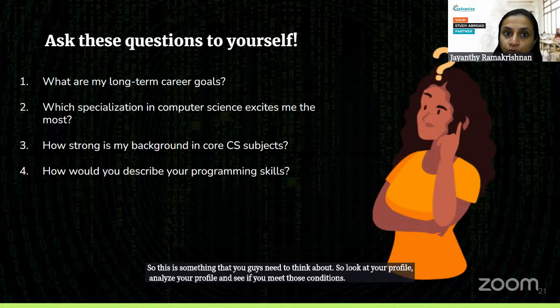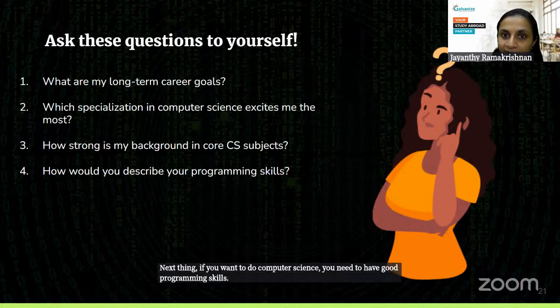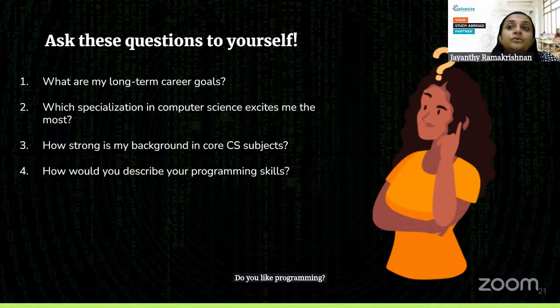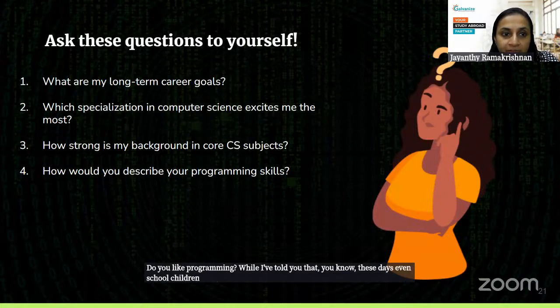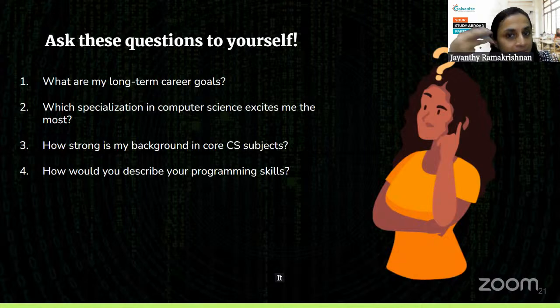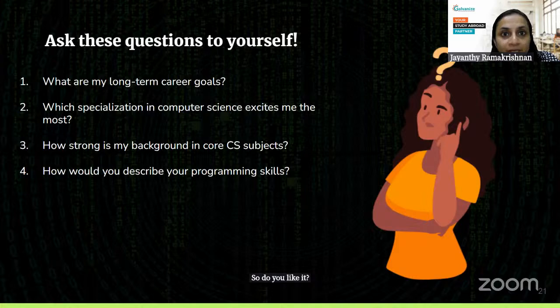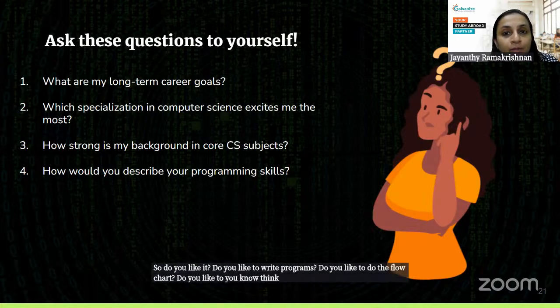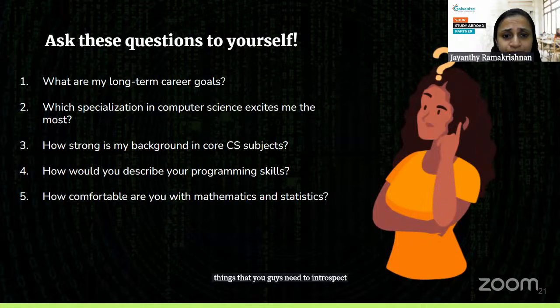Next thing, if you want to do computer science, you need to have good programming skills. Do you like programming? While I've told you that, these days, even school children are being taught to do programming, it's not necessary that everybody likes it. So do you like it? Do you like to write programs? Do you like to do the flow chart? Do you like to think logically and come up with the solution? So these are some of the things that you guys need to introspect and think about.